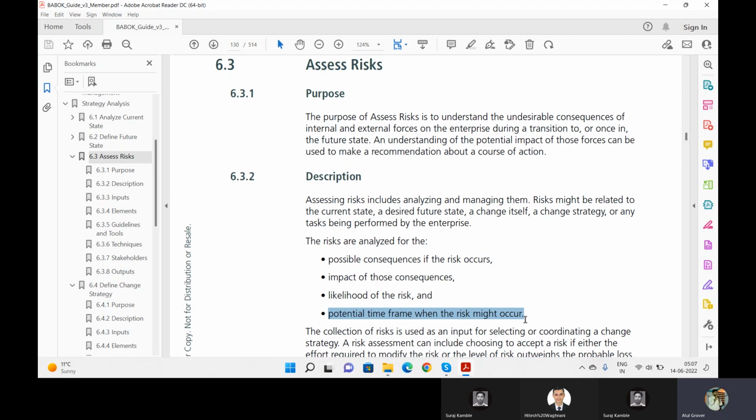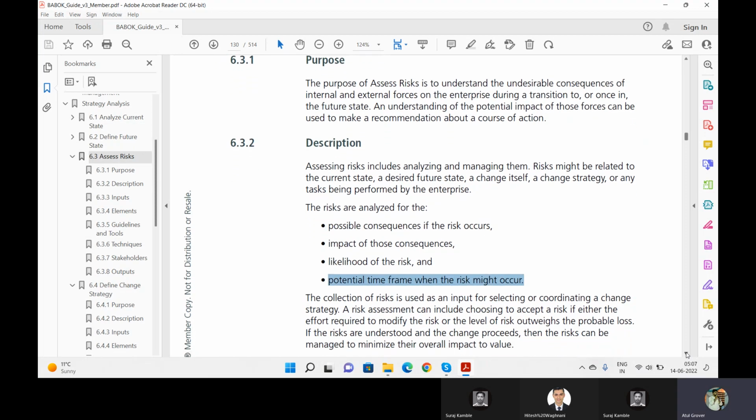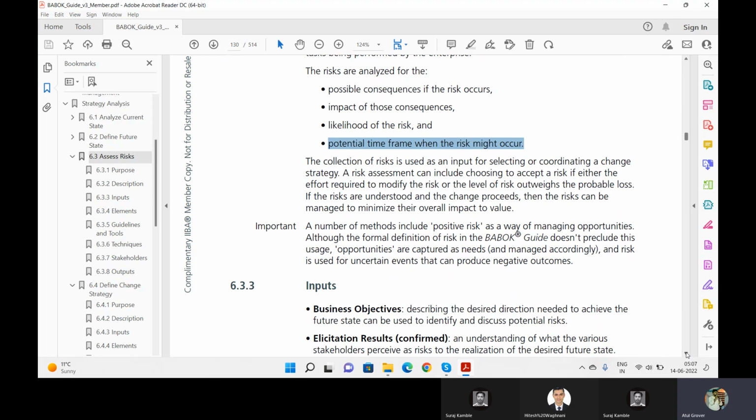Now the next point which says, let me scroll down. The collection of risk is used as an input for selecting or coordinating a change strategy. Means if you are doing the risk analysis, risk collection, then maybe that will change your complete strategy as well. How to build this solution, how to make a change in the model, how to make a change at the organization level, that completely changes the strategy as well.